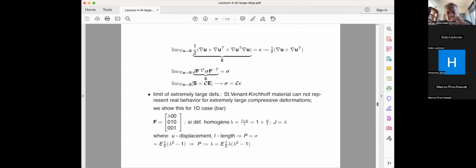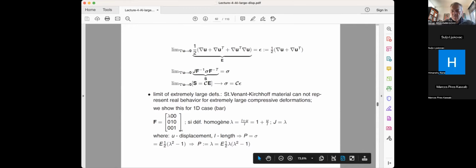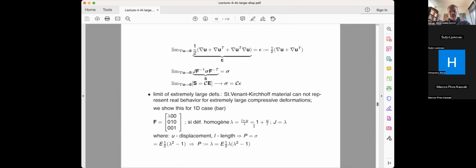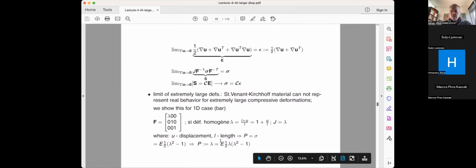I have a very large motion, and let me show it here. I have a one-dimensional case where F is equal to lambda on the diagonal, with the other terms 0, and lambda is the stretch. This is like L phi divided by L. So lambda, being the displacement of the free end, will be equal to 1 plus u over L, and J will be equal to lambda. So then I can see that the true stress, which is the Cauchy stress, which has the same numerical value as the first Piola-Kirchhoff stress, can be obtained from this St. Venant-Kirchhoff material.